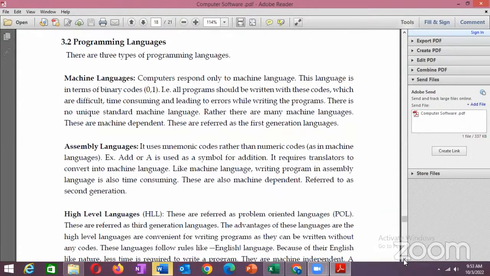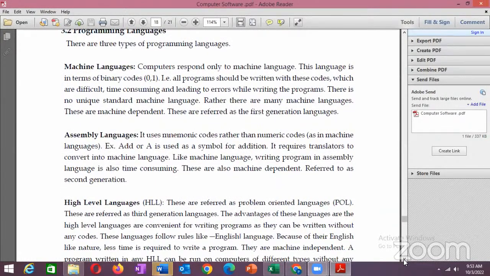So assembly languages use mnemonic codes rather than numeric codes, as in machine code. So we have, for example, add or A used as a symbol for addition. So you can say add A, add B. It requires translators to convert into machine language. Like machine language, writing a program in assembly language is also time consuming. They are also machine dependent, referred to as the second generation.